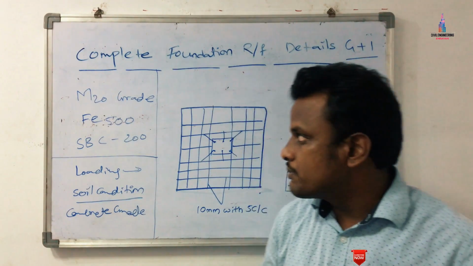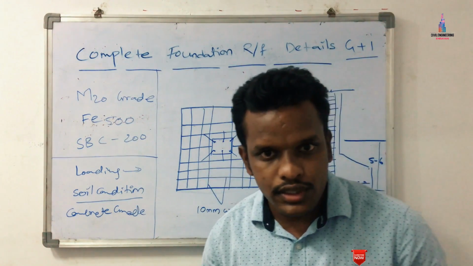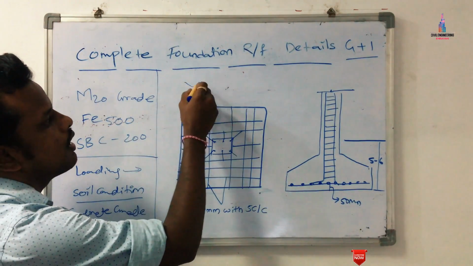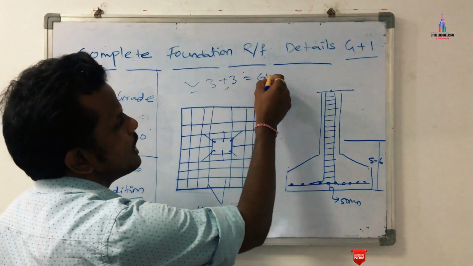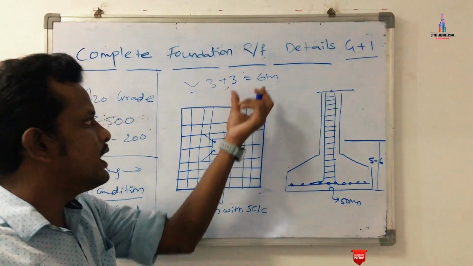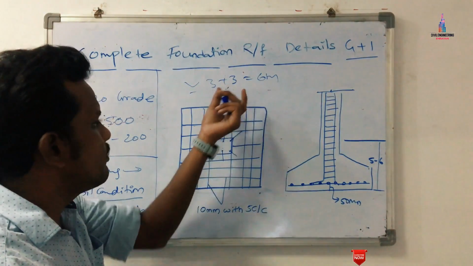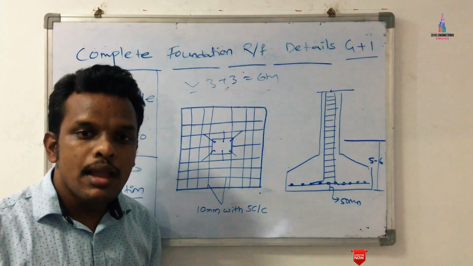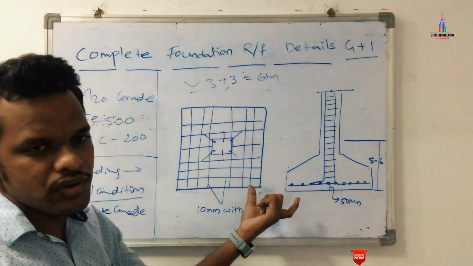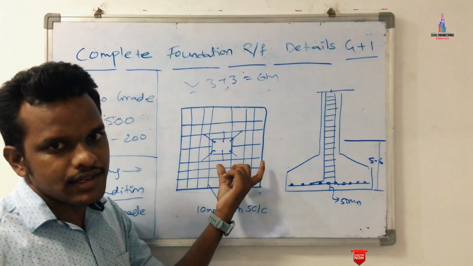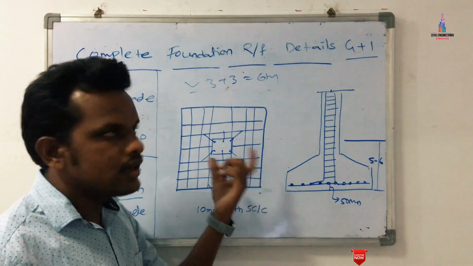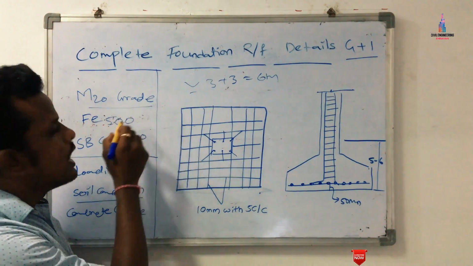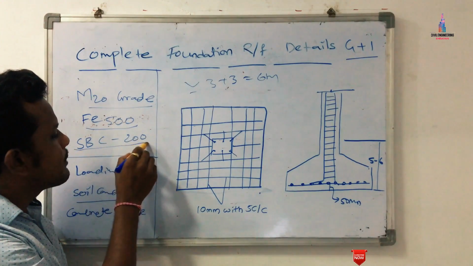Now I will explain the specifications for this G+1 building, which has 20 feet height, approximately 3 plus 3, equal to 6 meter height. If you construct a building of 6 meter height, we have to initially fix the grade of the concrete, the grade of the steel, as well as the bearing capacity of the soil. The foundation I explain today in this class is for these specifications: M20 grade concrete, Fe 500 grade steel, and soil bearing capacity of 200.